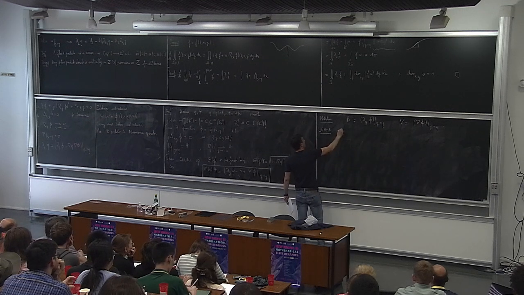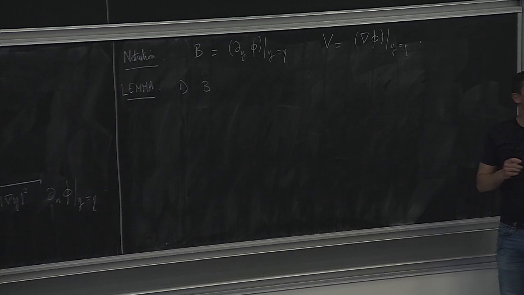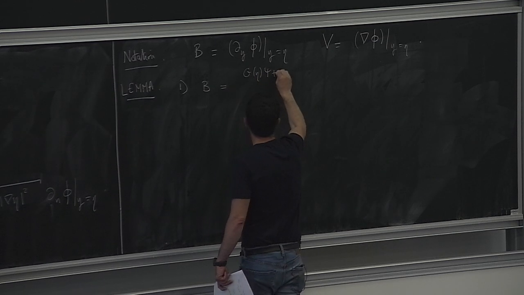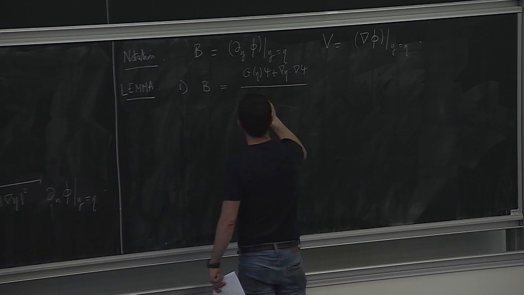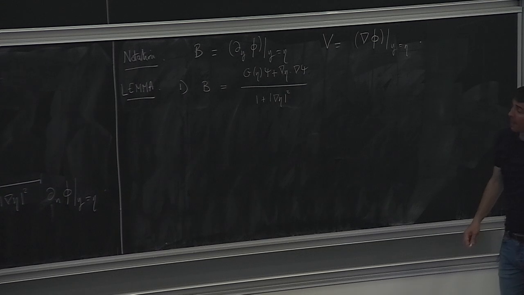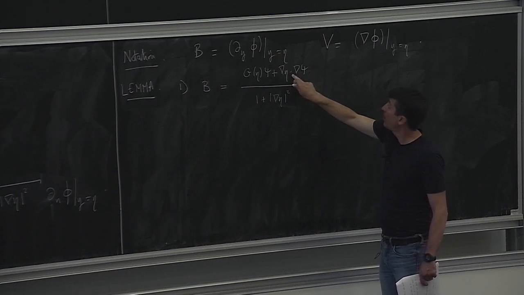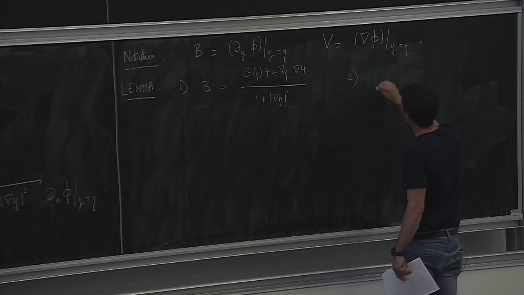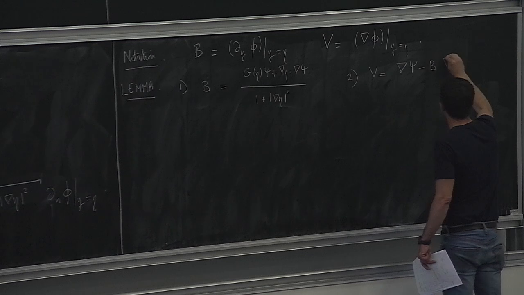And then there is a lemma, which is very useful when you handle the equation, that relates these quantities. We have four identities. Firstly, we can express B and V in terms of eta and psi only. B is one over 1 plus gradient eta squared, times G of eta psi plus gradient eta dot gradient psi, scalar product in R2. Second identity, V is equal to gradient psi minus B gradient of eta.